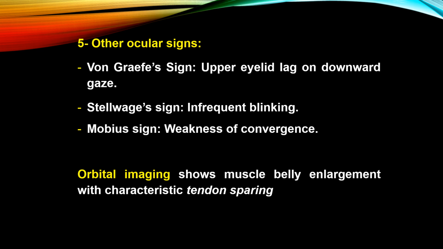Other ocular signs in thyroid eye disease include von Graefe's sign, which is upper eyelid lag on downward gaze, Stellwag's sign, which is infrequent blinking, and Möbius sign, which is weakness of convergence. Orbital imaging shows muscle belly enlargement with a characteristic tendon sparing.